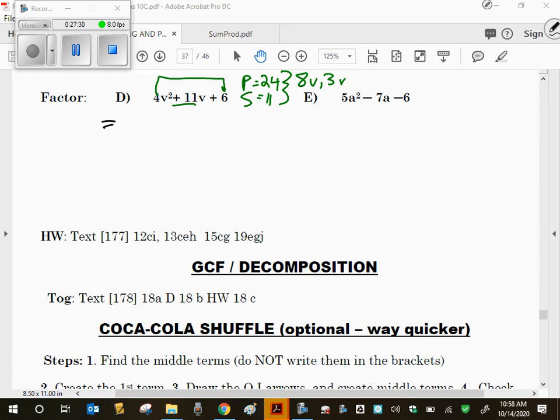Next step is to write down the first term and the last term. They don't change. The middle term does change. The middle term decomposes into 2 terms, 8v plus 3v. Okay, that's your goal, is to create a grouping question. Okay, slice and dice. Toby?